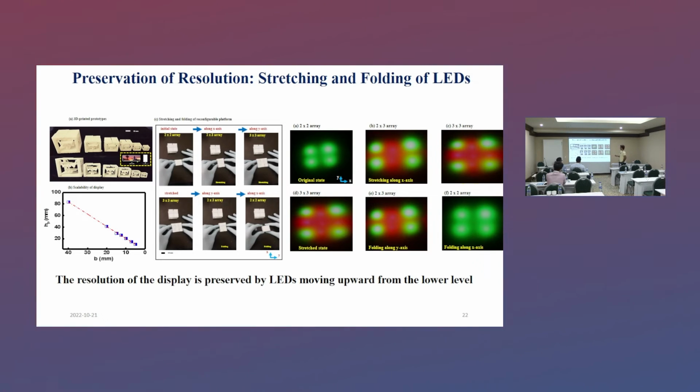We put our LEDs on those platforms. This is a 2x2 array. When we stretched, the red color LEDs came from different sides, and you see there are now 3x3, 9 LEDs with no gaps. If there is no multi-floor, you would have only 4 green colored LEDs with a lot of gap and poor resolution of your display. Now your display will have a greater resolution compared to the previous case. And when you go back, from this state, you can go back easily to the original size of your display.